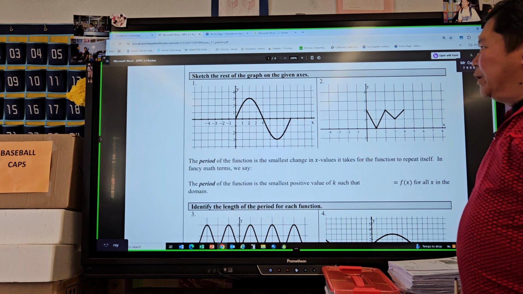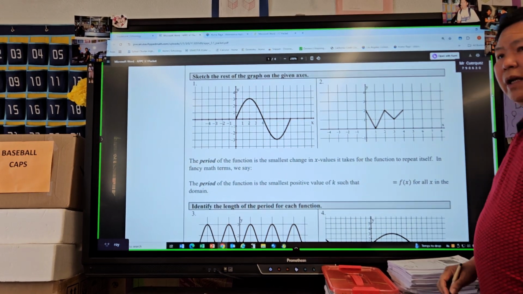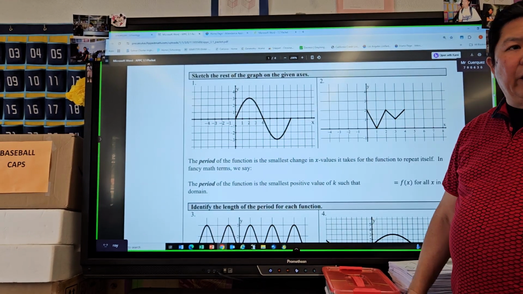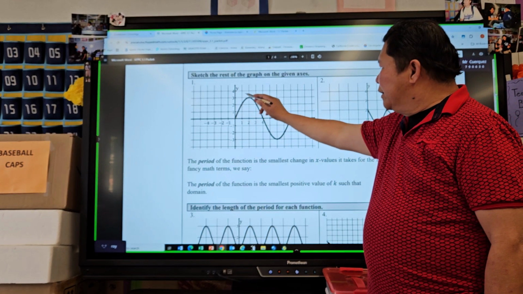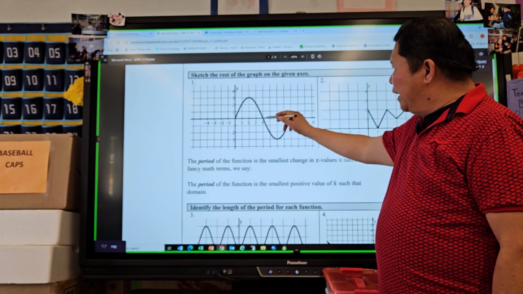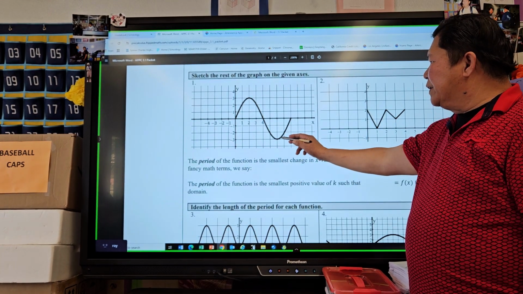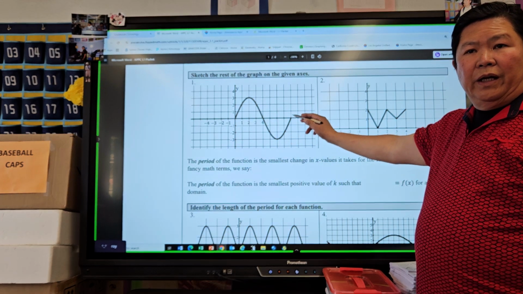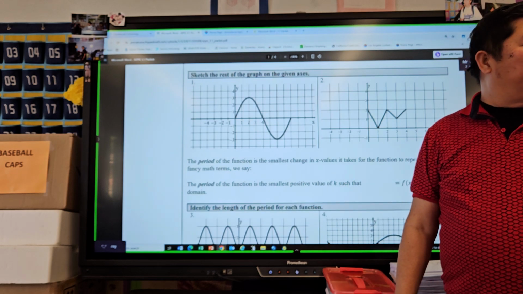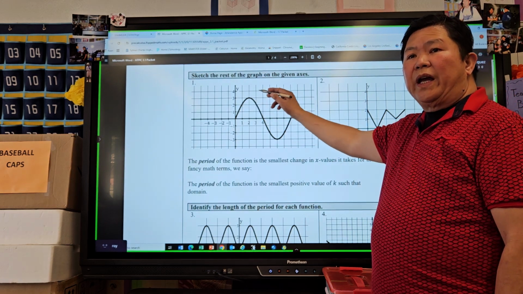So, example number 1, sketch the rest of the graph on the given axis. Now, this is the complete cycle, guys, or period. Right here, at the value of x equals 2, it's going to be 90 degrees. And then at 4 is 180 degrees. And then at 6 is 270 degrees. And then at x equals 8 is 2 pi or 360 degrees. So this is one period, or one cycle.